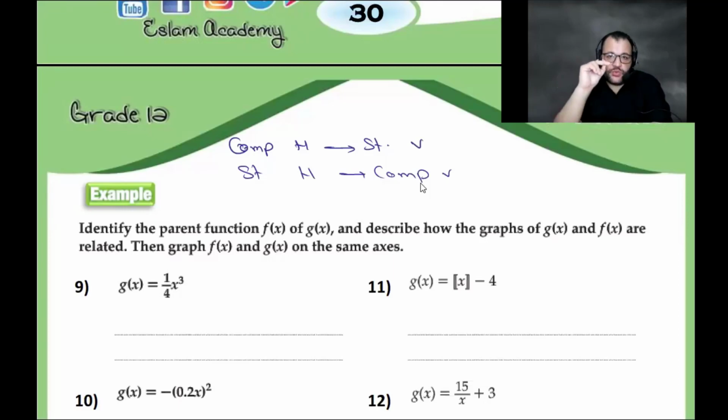Any problem for this one? This is for the statement. When we know that the graph will be compressed horizontally or stretched vertically, that's what we will know.